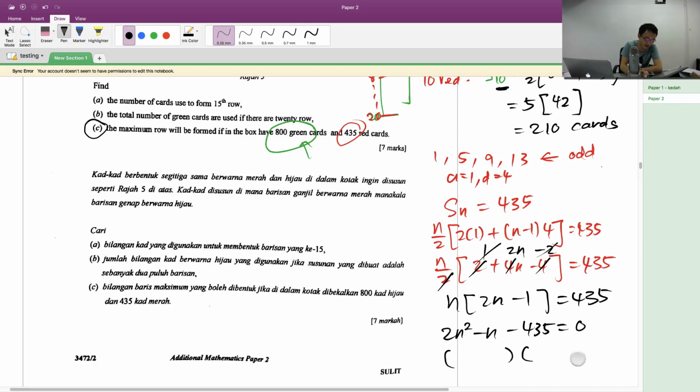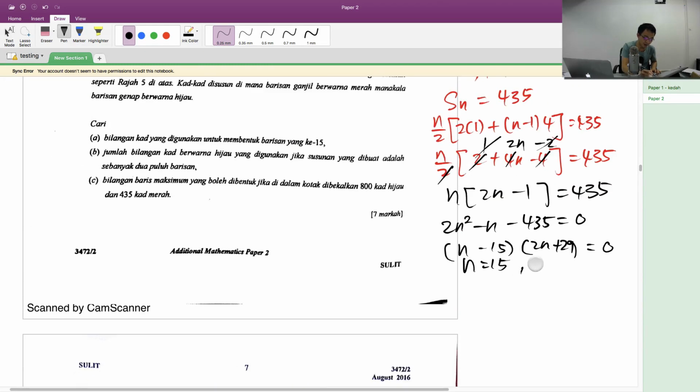Then I'm trying to factorize this one. Of course I use a calculator because your number is very big. It's 2, negative 1, negative 435. So you will get (n minus 15) and then (2n plus 29). So n will equal 15, and the other one, n equals negative 29 over 2, which is rejected.